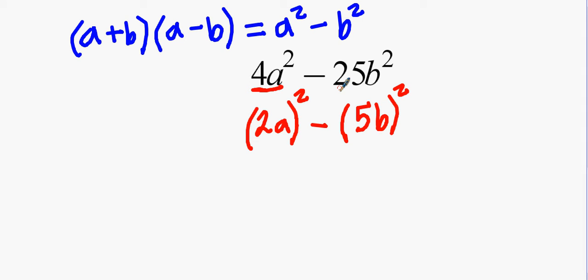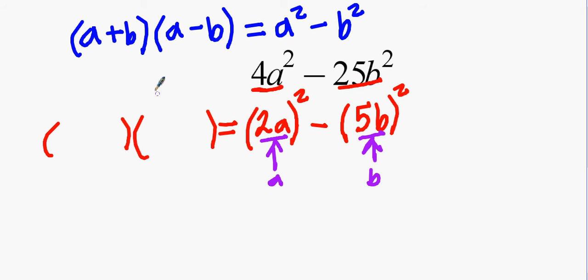So what I did is I took the black letters 4a squared minus 25b squared and I rewrote it in red as (2a) squared minus (5b) squared. Now if I look at this formula, I see that that equals a plus b times a minus b. In my case, a is this here, 2a. That's my a. And b is 5b.